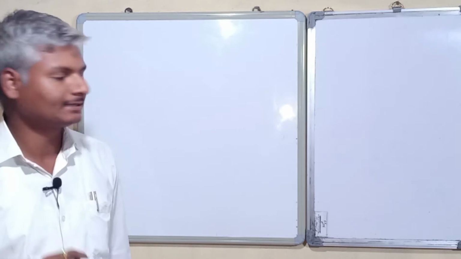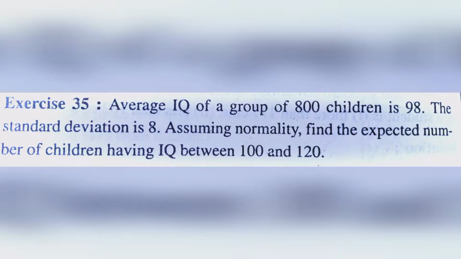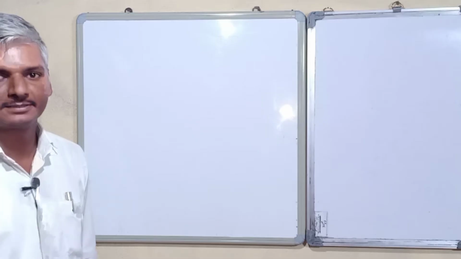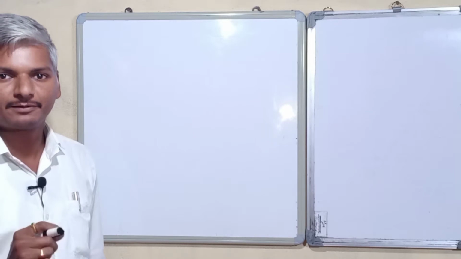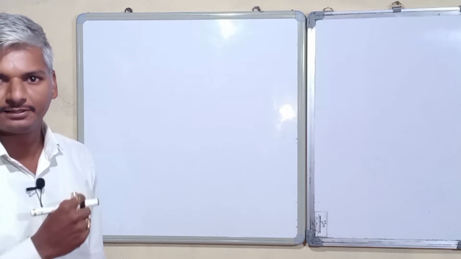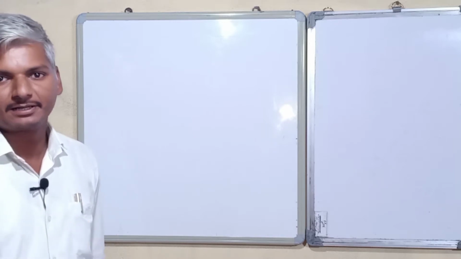So let us see the problem first. I will read out a problem for you. Average IQ of a group of 800 children is 98. The standard deviation is 8. Assuming normality, find the expected number of children having IQ between 100 and 120. Read the problem carefully and take note of it. Then we will move to solving the problem.